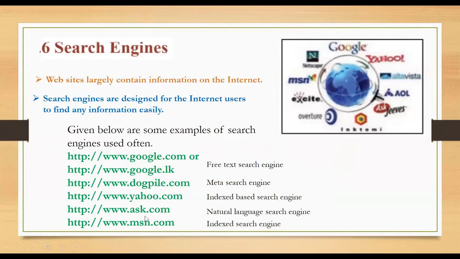And ask.com, it is a natural language search engine. Normally when you go to that, you can ask WH questions, like what is this, what is that, what are the nutritions. So just like that you can ask questions from ask.com, right? So we call it a natural language search engine. And MSN is also an index based search engine, right?